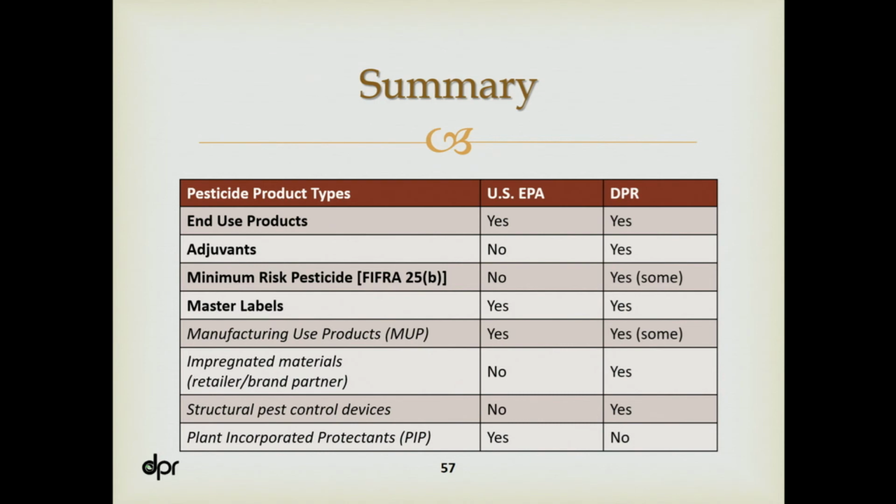US EPA doesn't. One unique thing here, and I'm not sure if you guys have questions on that, but plant incorporated protectants, PIP, EPA does regulate those. That's like the BT cotton, okay? Here in California, at this point in time, we don't. So just be aware of that. Sometimes we'll get questions, well, can it be used in California? From my understanding, with enforcement, it's perfectly fine, but we're not going to regulate it.